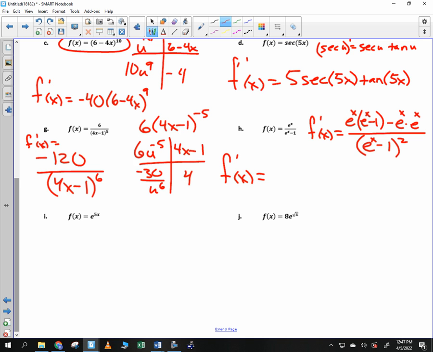Does anybody see what's going to happen in the top? Yeah, you see the e to the 2x and e to the 2x will cancel out. People see that? Yeah. But we'll be left with a negative e to the x. Yep. So I have negative e to the x over e to the x minus 1 quantity squared.